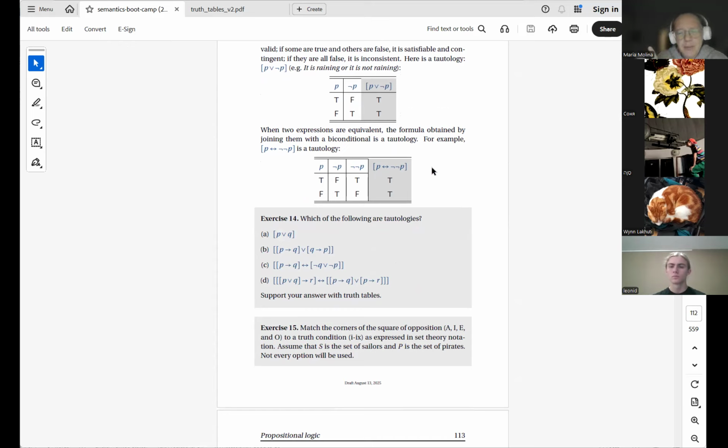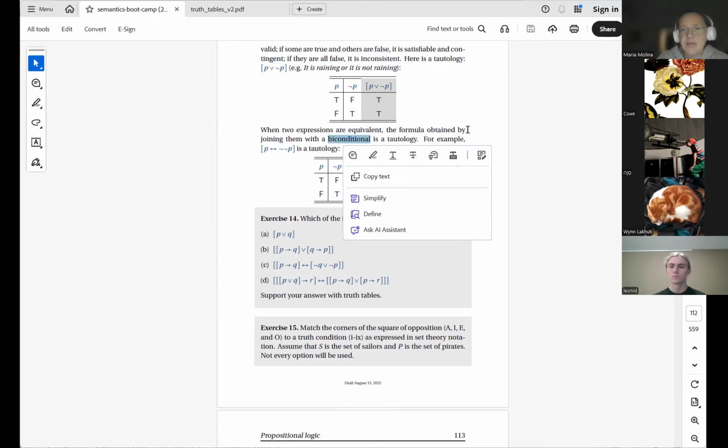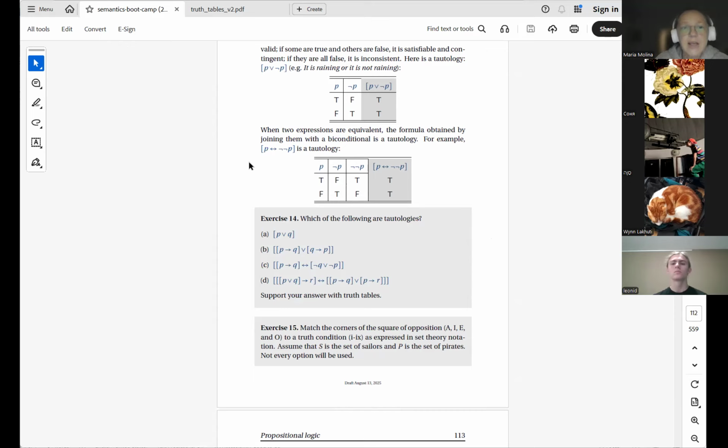And you remember the biconditionals? Biconditional is formulas that use if and only if. Like, it rains if and only if it's not raining. And this is a tautology.